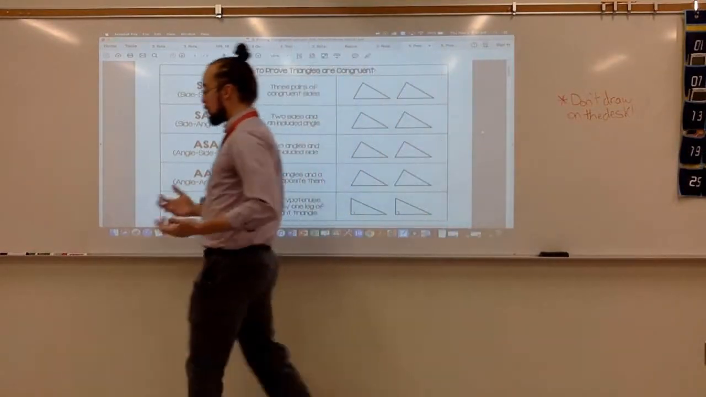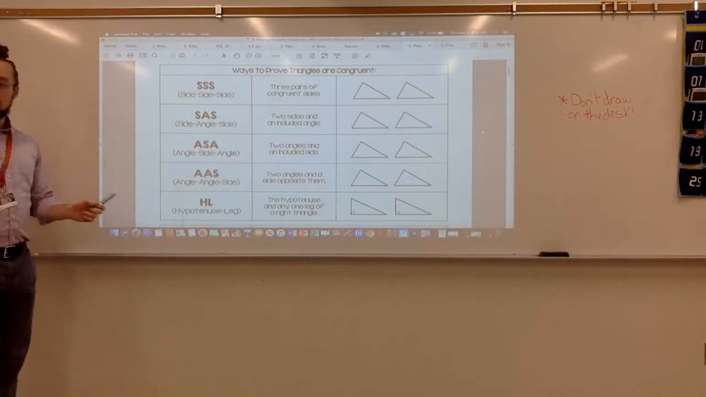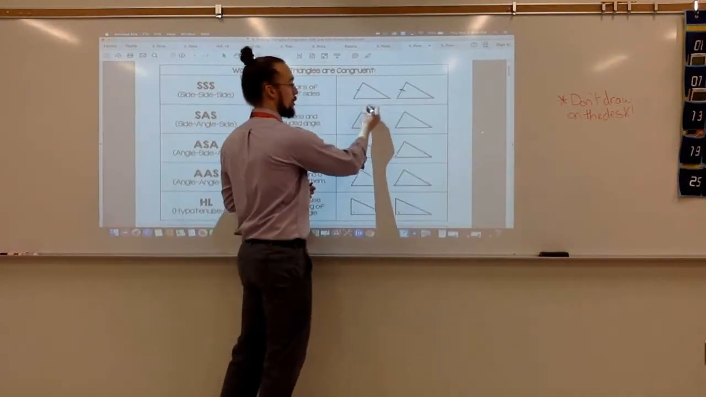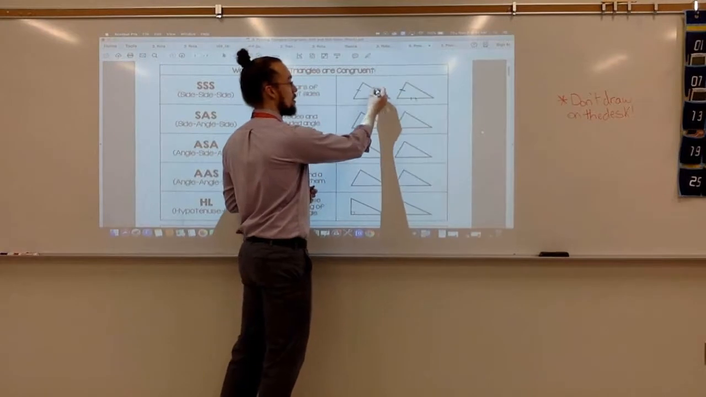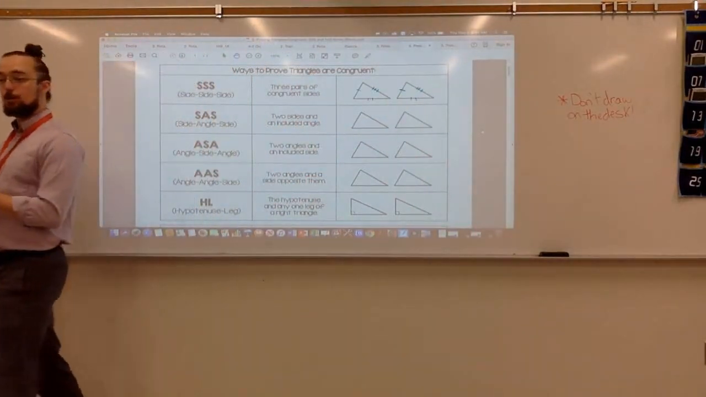If I can show that all 3 pairs of sides of 2 different triangles are congruent, I can say the triangles are congruent. I don't need to say anything about the angles. So if I can prove that these 2 are congruent, these 2 are congruent, these 2 are congruent, that's enough. I can then claim that the 2 triangles are congruent.